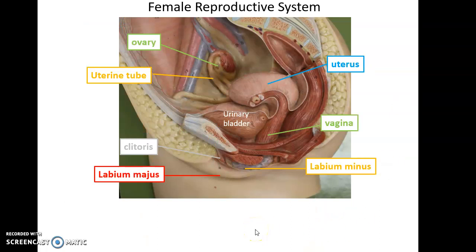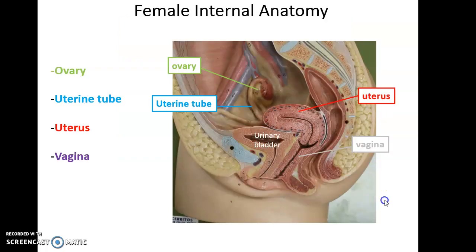All right, moving on to the female reproductive system. So here's our female model. We've got the labia majus, labia minus, clitoris, vagina, uterus, uterine tube leading to the ovary. Here's the urinary bladder, the pubis bone. Over there's the rectum leading to the anus.